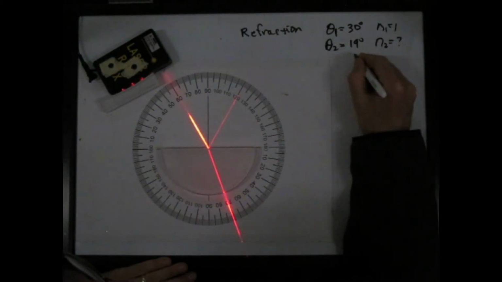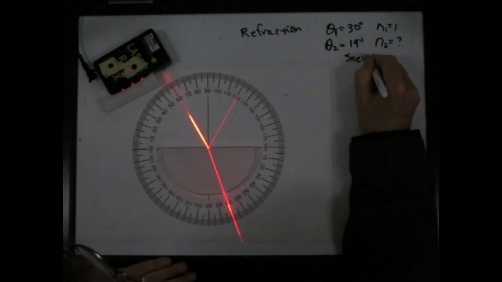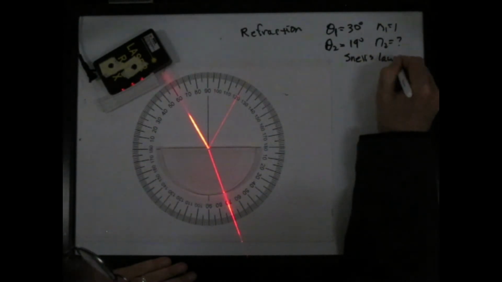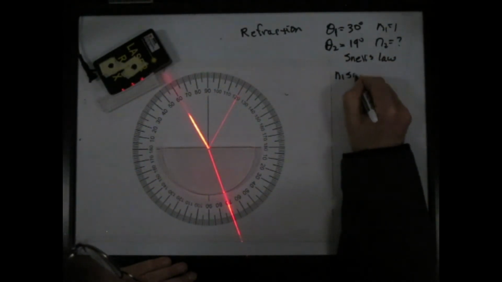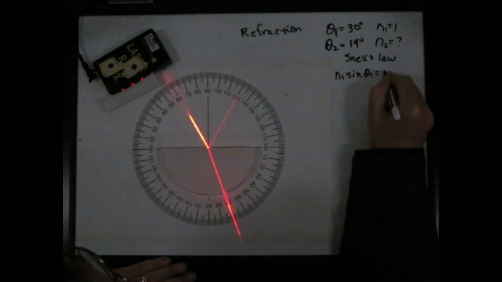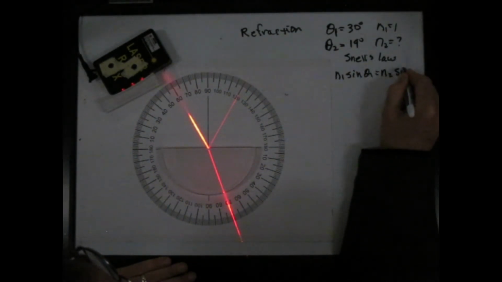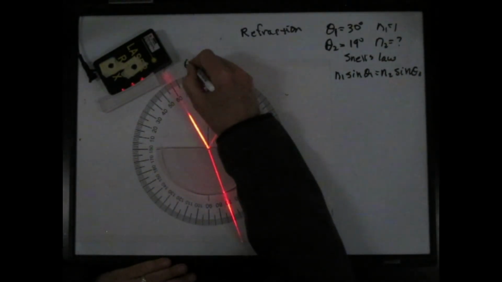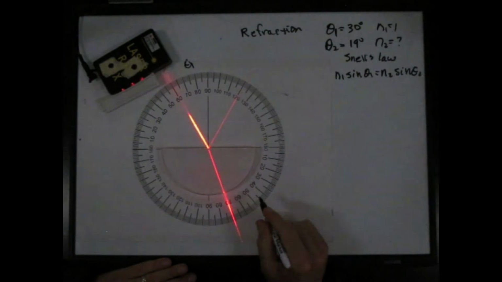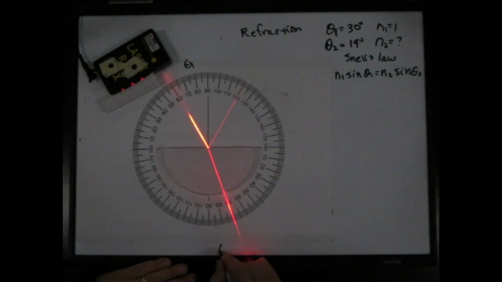And so if we wanted to write down Snell's law, I'll have to write it small to fit in this little section that's off the sheet. I would say N1 sine theta 1 is equal to N2 sine theta 2, where here's my theta 1 up here, and down here is my theta 2.